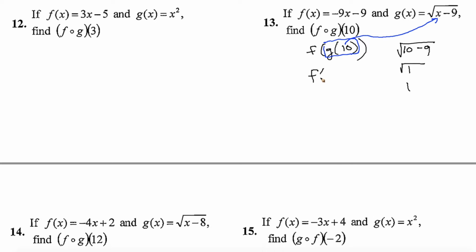So f of 1. I just take what we solved and put it right back in there. F of 1. So now what's f of 1? Let's put a 1 right there. We have negative 9 times 1 minus 9. What's negative 9 times 1? That's negative 9. Negative 9 minus 9 is negative 18. So that's our answer right there.